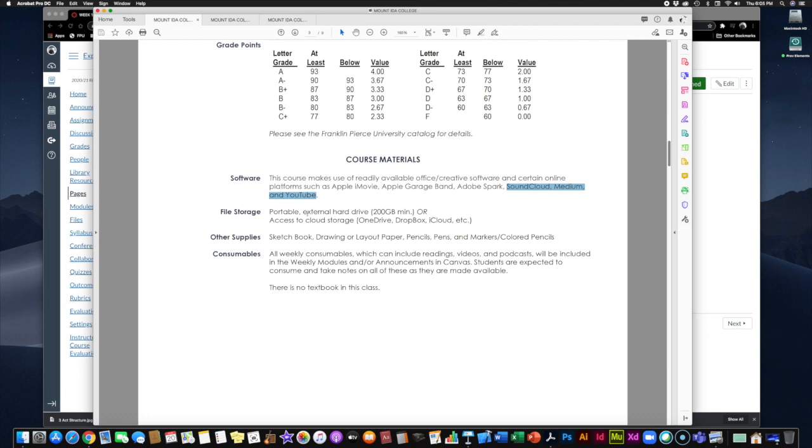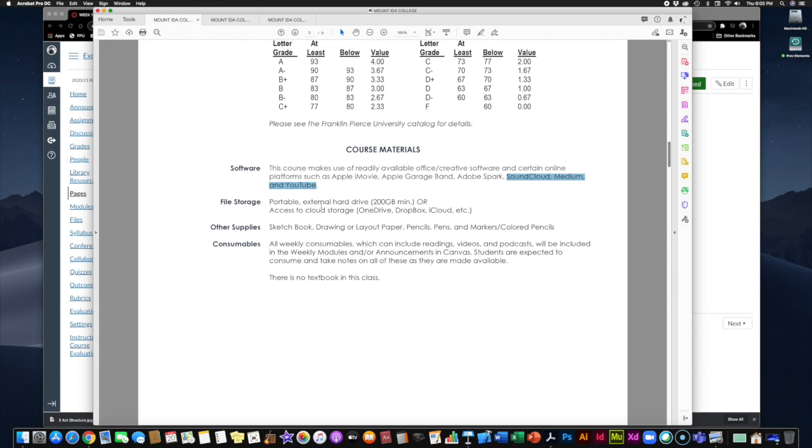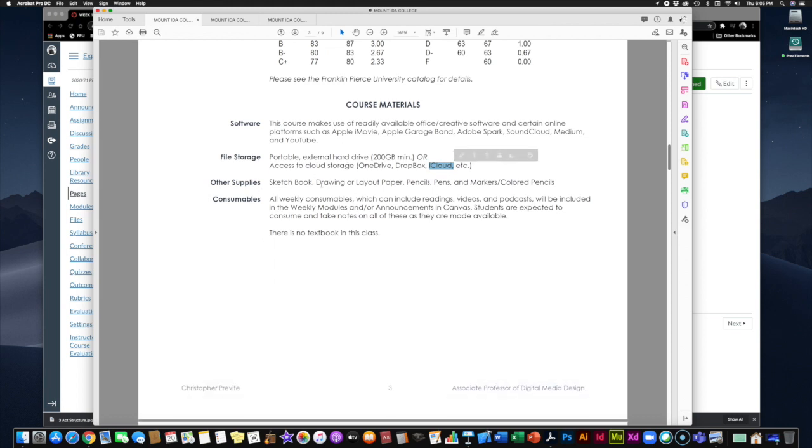Okay, storage. Make sure you get some file storage, either portable hard drives or cloud storage. Every student has access to OneDrive through your Office 365 email, so take advantage of that. You have a bunch of gigabytes of space, and of course you could also have other online storage such as Dropbox or Apple's iCloud or whatever you want to use. You should have some kind of sketchbook, drawing paper, pencils, pens, or markers for quick sketching of ideas or doodling or writing out things.